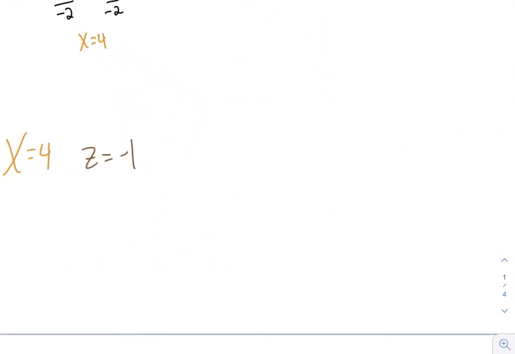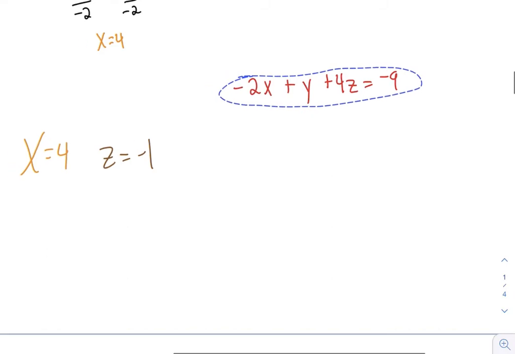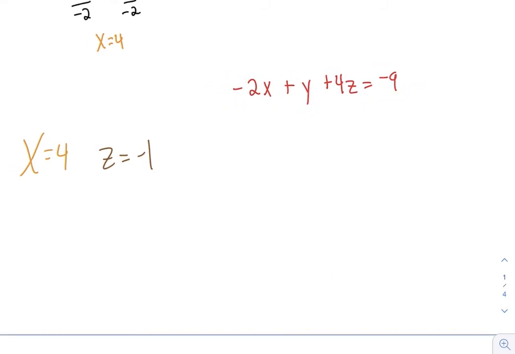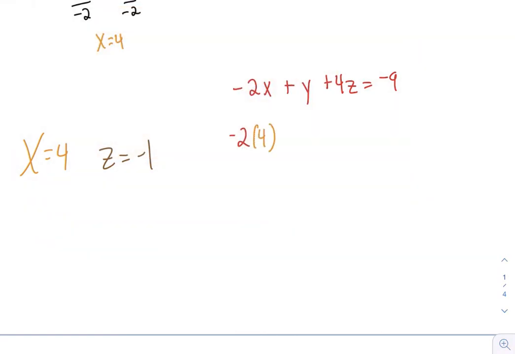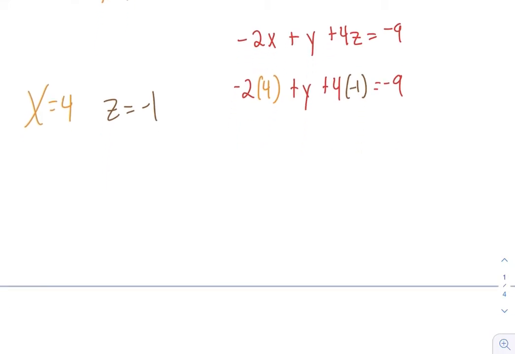So I'm going to take that equation, and now I can solve for y by plugging in the values of x and z that I found. So I have negative 2 times x, which we found to be 4, plus y, which we don't know yet, plus 4 times z, which is negative 1, equals negative 9. So now I have this equation with just y.